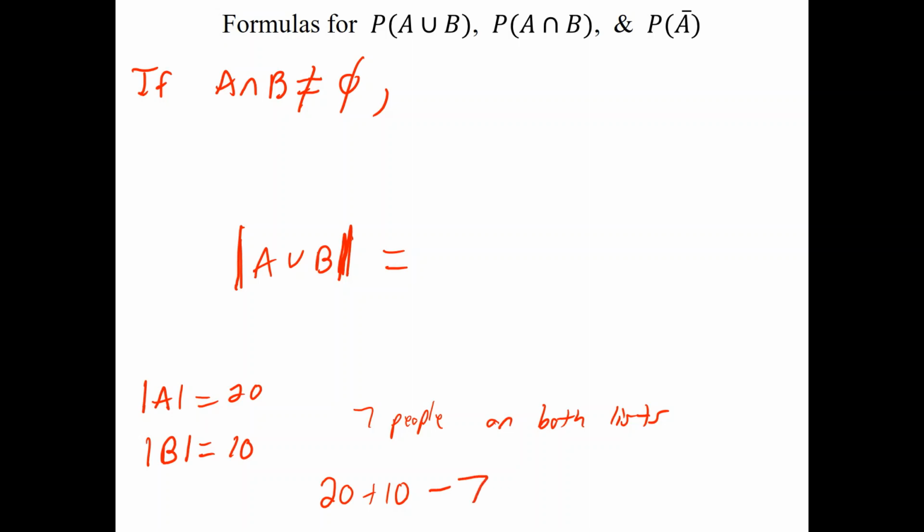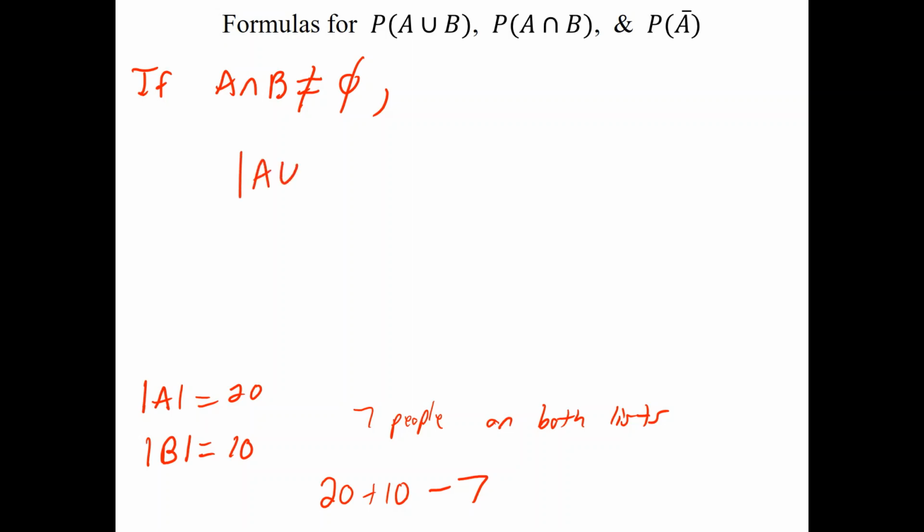If you take away those 7 invitations, now the number of invitations you sent out is equal to the number of people who are coming to the wedding. So you get 20 plus 10 minus 7, which is 23.